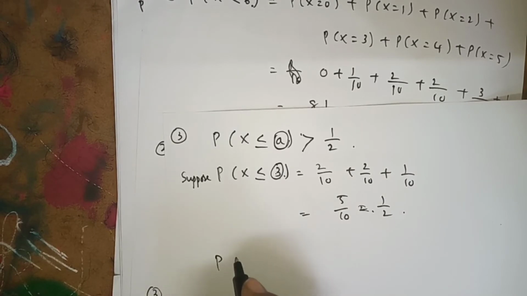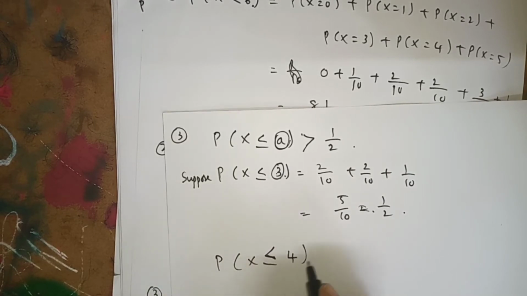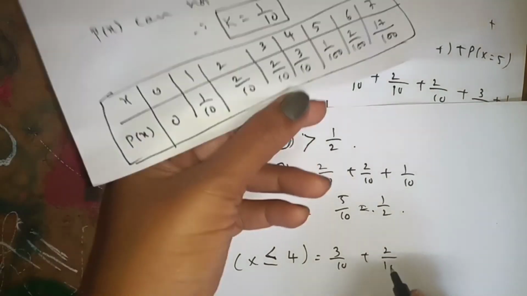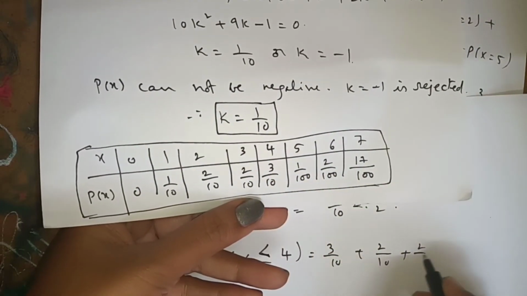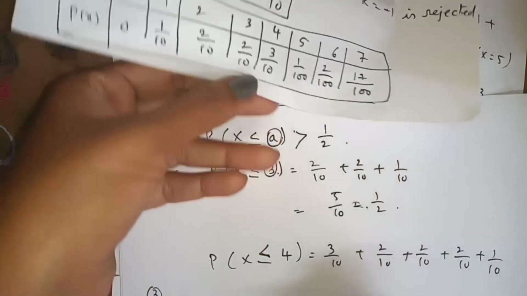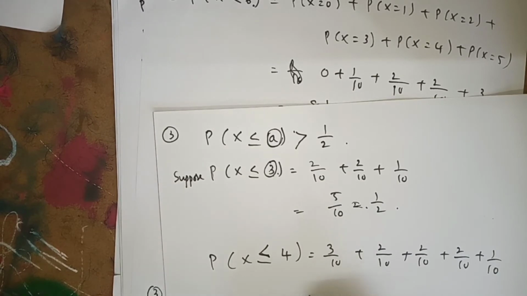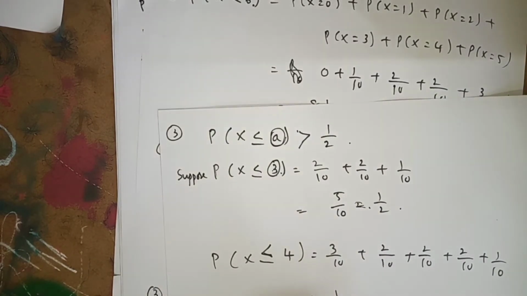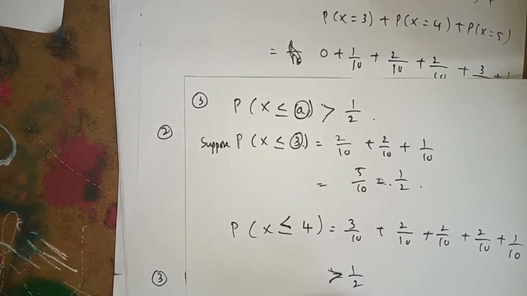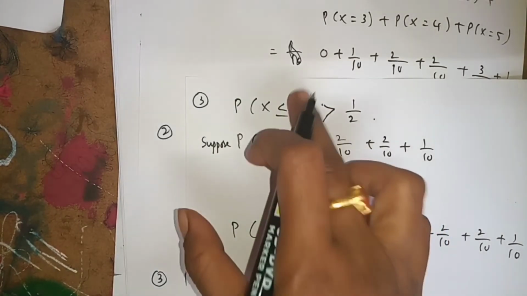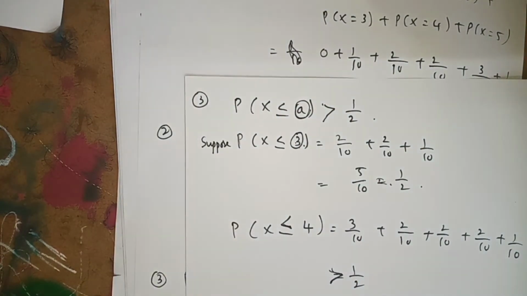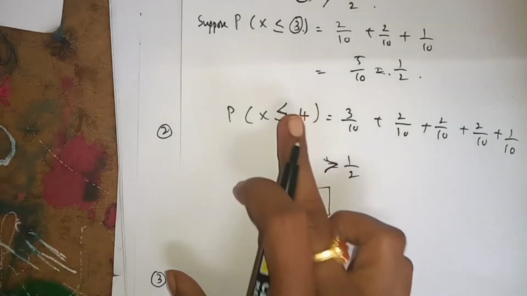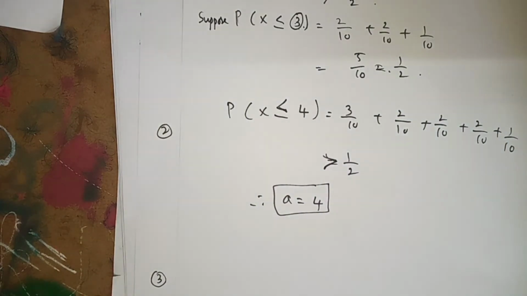In the same way, if I take P of X less than or equal to 4, if I take 3 by 10 plus 2 by 10 plus 2 by 10 plus 2 by 10 plus 1 by 10, if you simplify, you will get some value which is definitely greater than 1 by 2. Therefore, a is equal to 4. If we substitute X equal to 3, we got exactly 1 by 2. In the same way, we took 4, which is definitely greater than 1 by 2. Therefore, a is equal to 4.